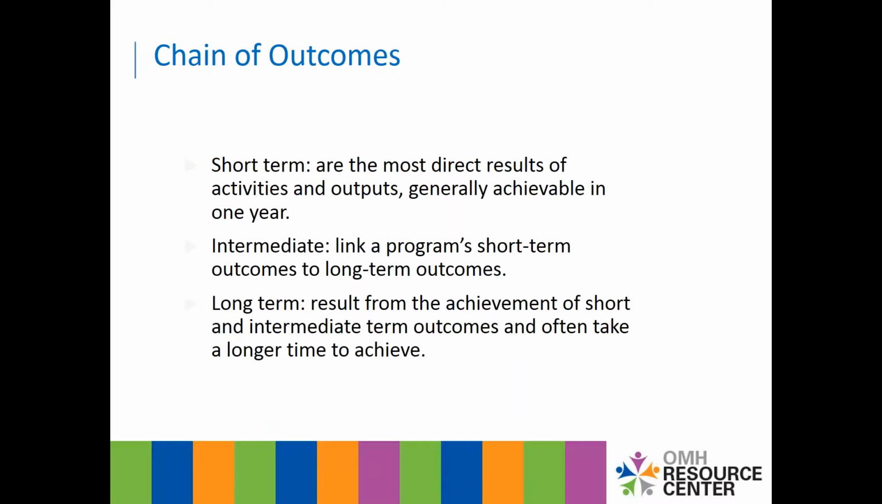So the chain of outcomes are as follows. The short term are the most direct results of the activities and outputs, generally achievable in 1 year. The intermediate links the program's short-term outcomes to its long-term outcomes. So if we want to see children have fewer cavities over the course of time, we would hope that there were a number of things they were doing in between, which could be addressed in your intermediate. This data could be collected via the children's visit with their parents or via questionnaires. Are you flossing more often?